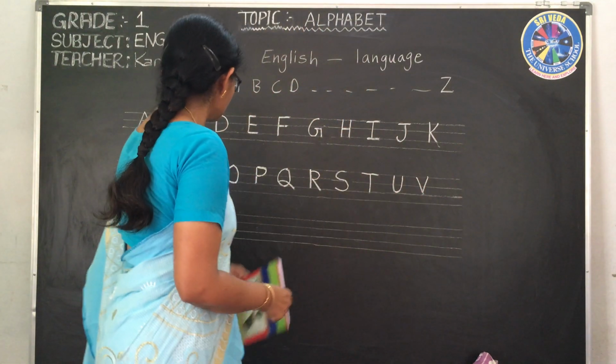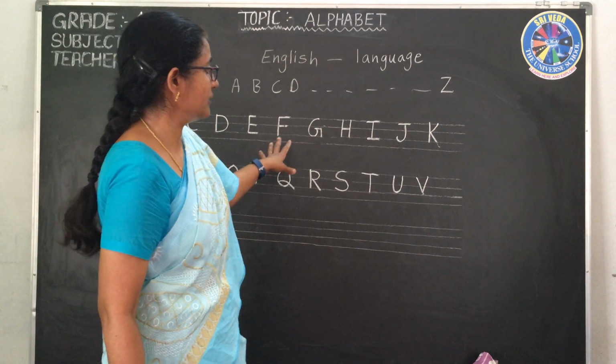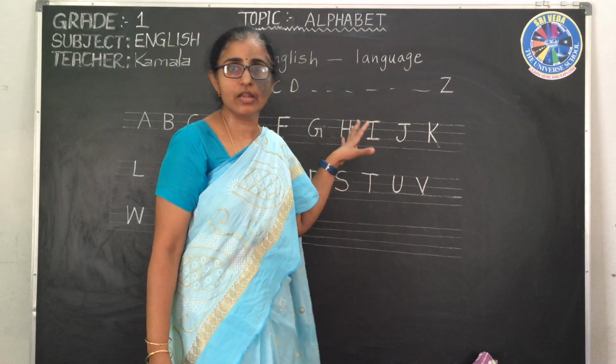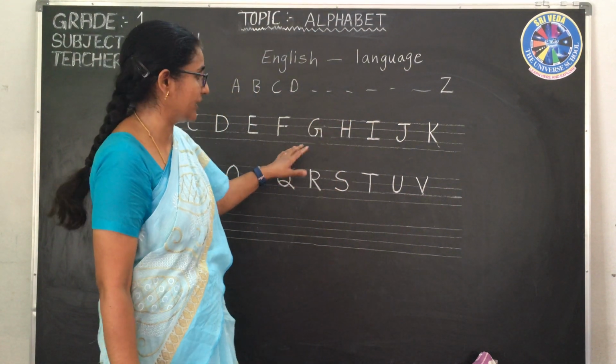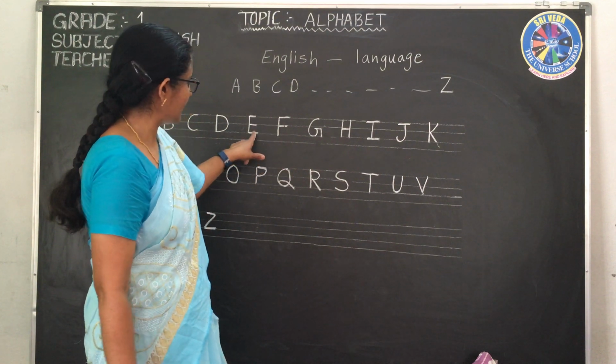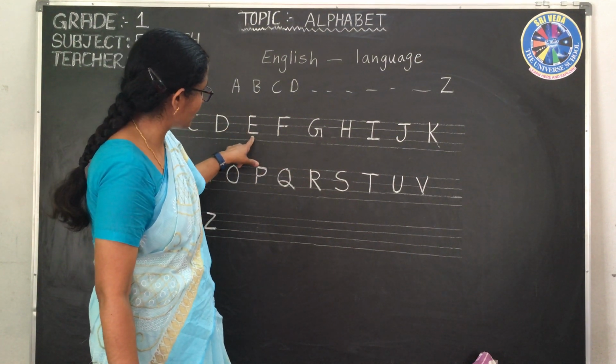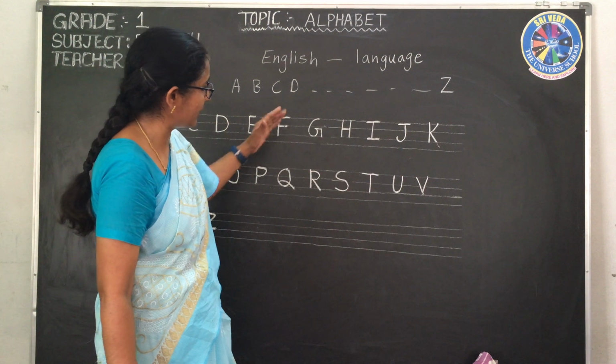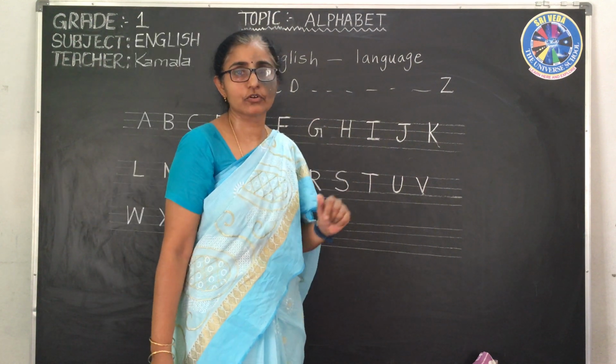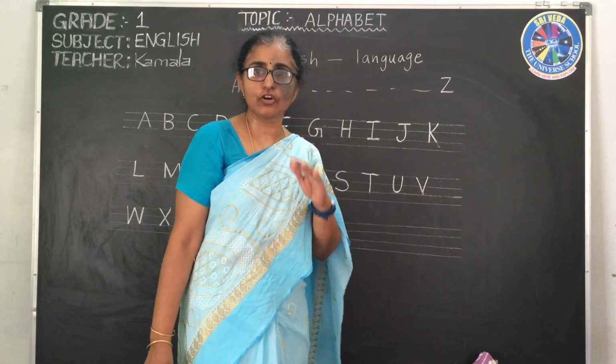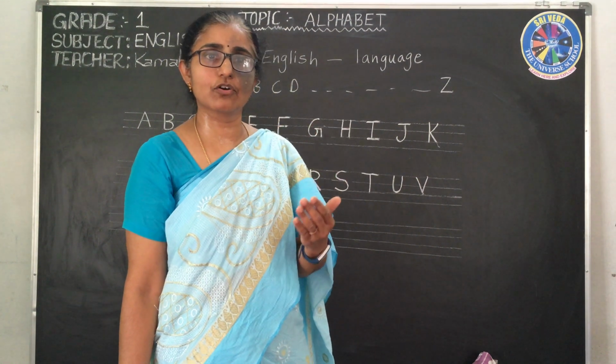And tomorrow we are going to learn the small letters. Small letters are more important. If you see, for capital letters we are writing only using the 3 lines. For small letters, we also use the 4th line. So that is the class for today. Tomorrow we will go for the next class.